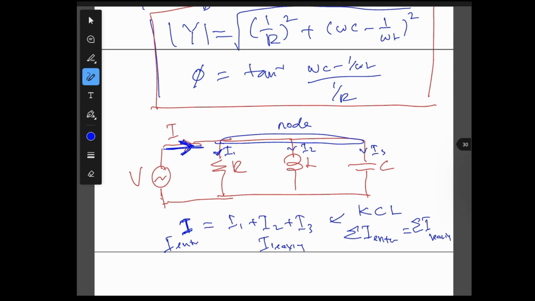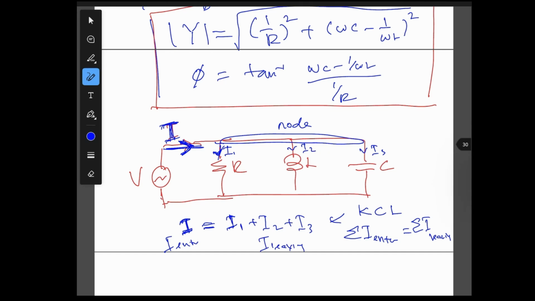So the total current entering the node is equal to the total current leaving the node. In this case, we have just one current entering the node, which is capital I. And we have three currents leaving the node: I1 plus I2 plus I3. So that's why I equals I1 plus I2 plus I3. This is KCL, Kirchhoff's current law.